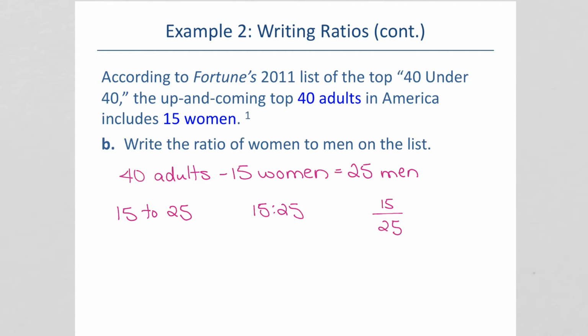We want to reduce these. 15 and 25 are both divisible by 5. 15 divided by 5 is 3. 25 divided by 5 is 5. So we could write all of these as 3 to 5 also.